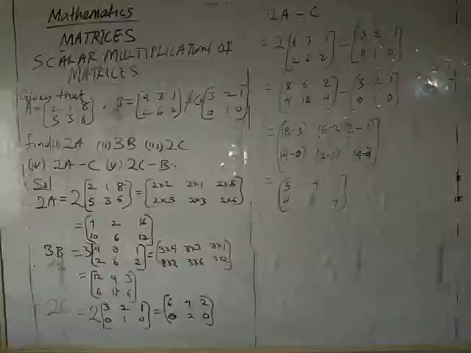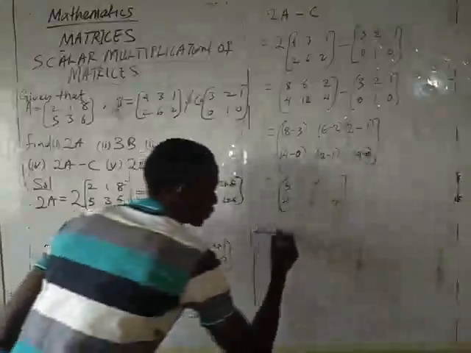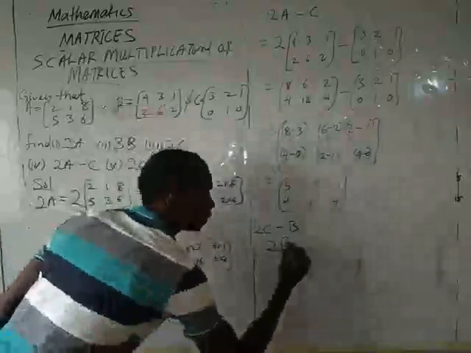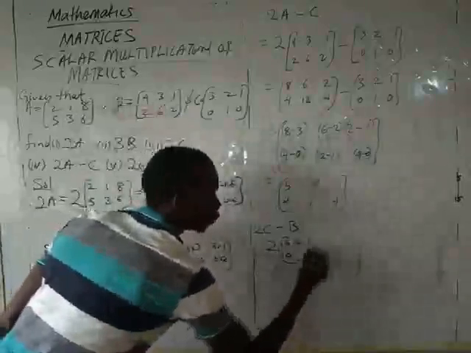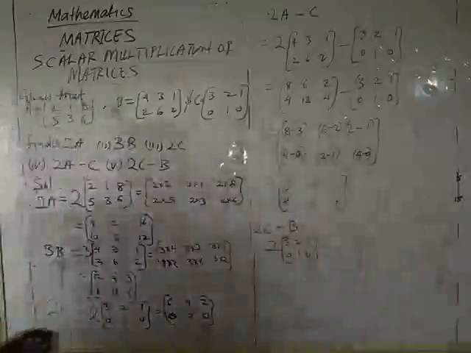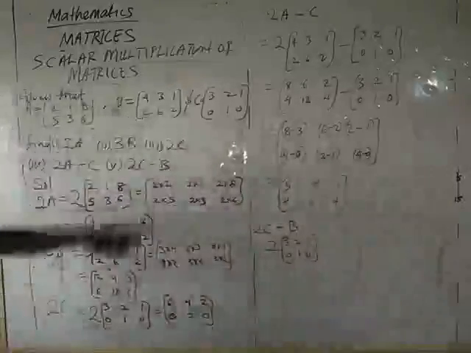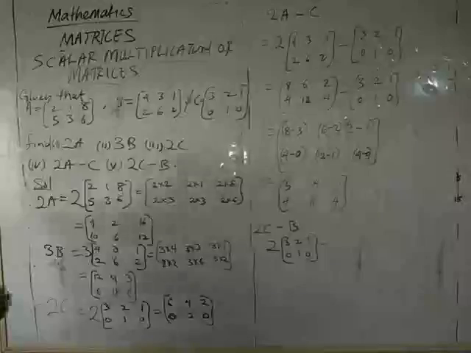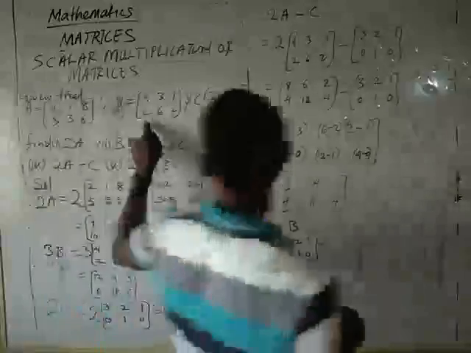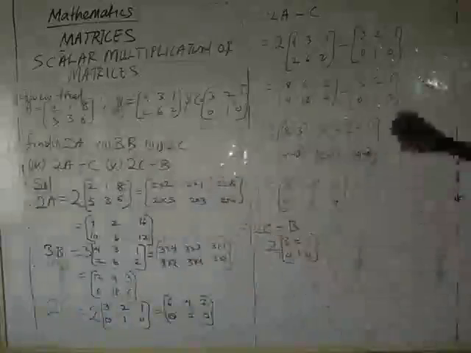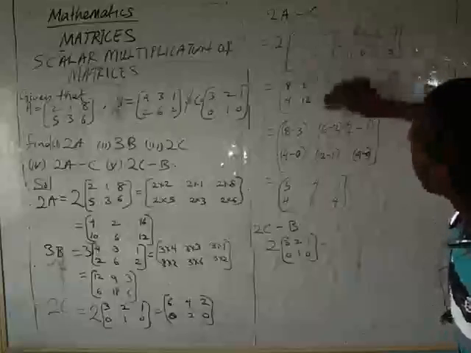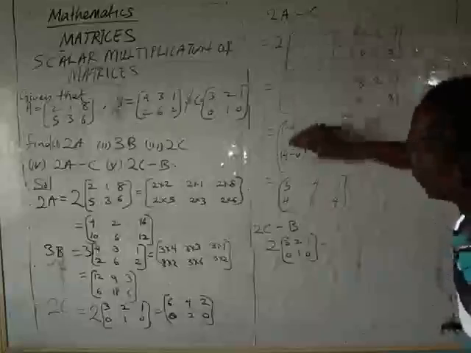Now to the last part of that question, where we have 2c minus b. That will be 2 into my c, being 3, 2, 1, 0, 1, 0, minus my b, 4, 3, 1. Sorry, something happened, a mistake on that first question. We were using the value for B instead of A. So which means this is wrong.